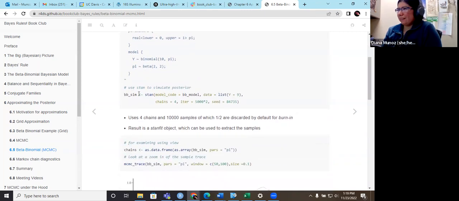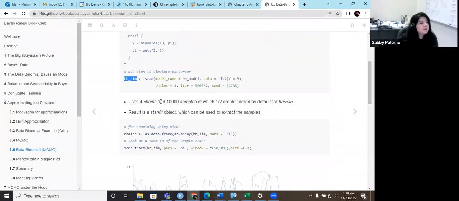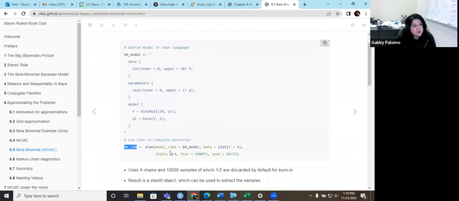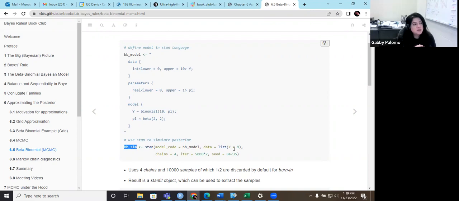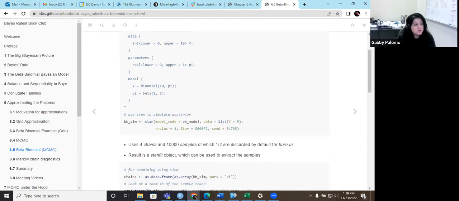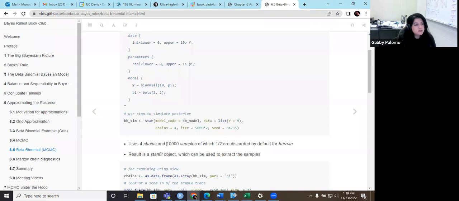Then you use the Stan command to simulate the posterior, and that goes into a Stan object called BB. So you put in the BB model, which is what you just defined, and the data that we want. We are using 4 chains, so we want 4 Markov chains. We want it to be 100,000 iterations, and that's the seed number which is gonna start. Yes, it uses 4 chains.